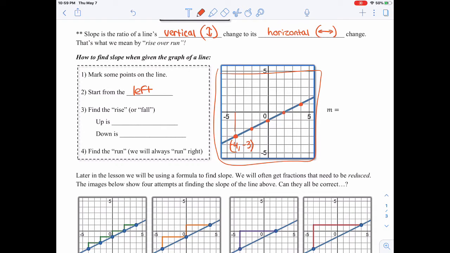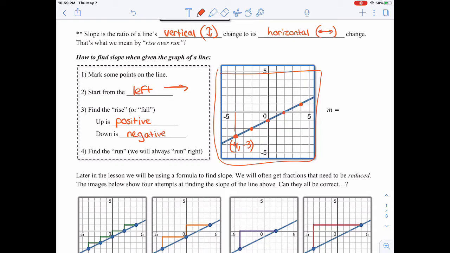So for our step 3, we're going to find the rise or fall. Our up is obviously going to be positive. If we're moving up when moving from left to right, that's going to be positive. And if we're going down, that's going to be negative. And then for the run, our horizontal, we're always going to run right. Like I said, we're going to go from left to right, okay?